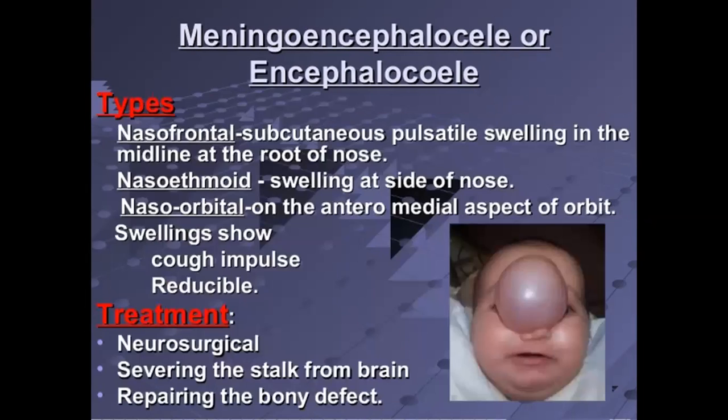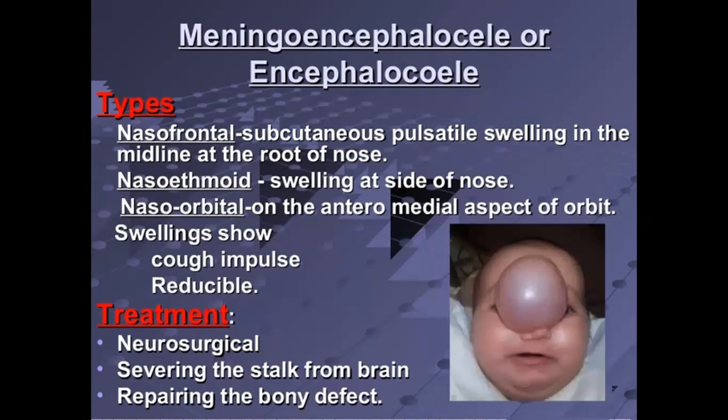Now it can be nasofrontal. As I told you, if the gap is there, from this gap the meninges can come out, the cranial tissue can come out. So nasofrontal is a subcutaneous pulsatile swelling. There will be pulsation. A subcutaneous pulsatile swelling will be there at the midline of the root of the nose, and a pulse-like feeling will be there.